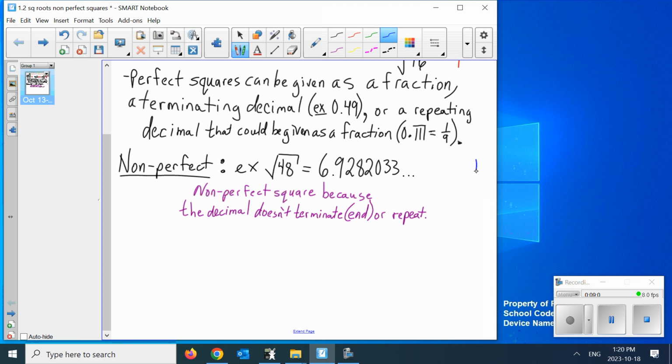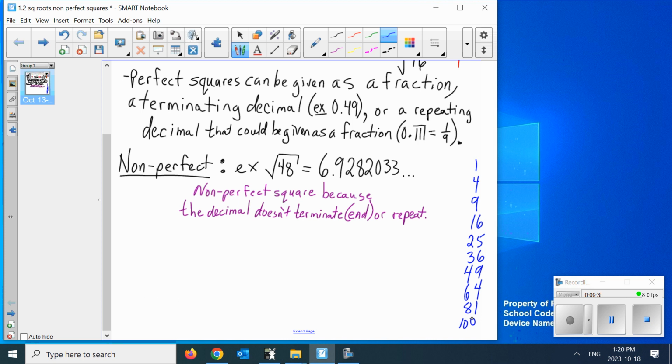So 1 squared is 1. 2 squared is 4. 3 squared is 9. 4 squared is 16. 5 squared is 25. 6 squared is 36. 7 squared is 49. 8 squared is 64. 9 squared is 81. And then 10 squared is 100. Those are all the perfect squares, right? 1 to 100. Okay. Now I'm going to keep this in mind when I try some problems.